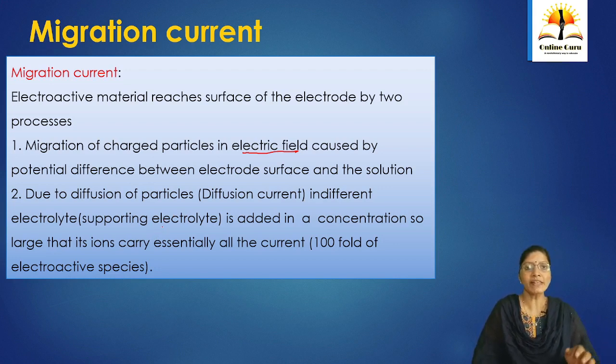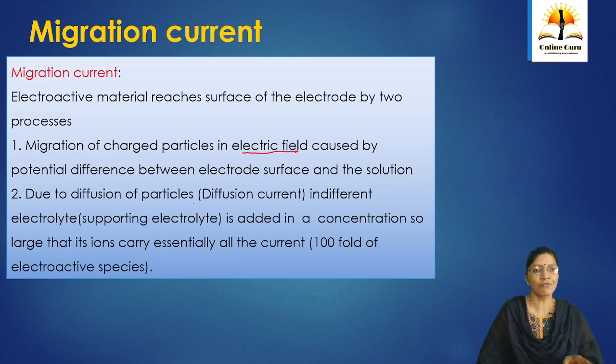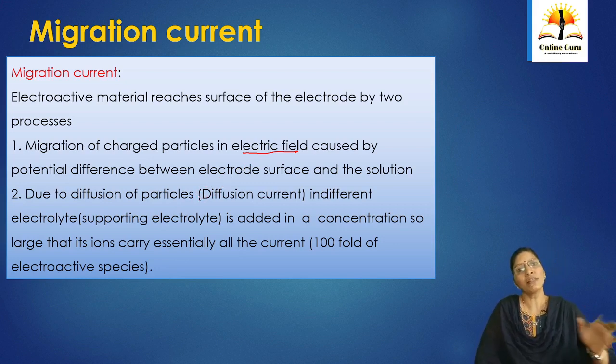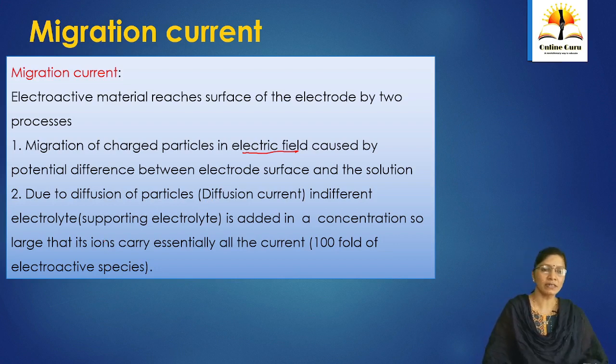Alright. So who will suppress migration current? It is again the supporting electrolyte. Who is going to give the non-Faradic current? It is the supporting electrolyte. And supporting electrolyte is also called indifferent electrolyte. Okay. This is the one process by which the electroactive species move to the surface of the electrode. So one process is suppressed completely. Migration process is suppressed.